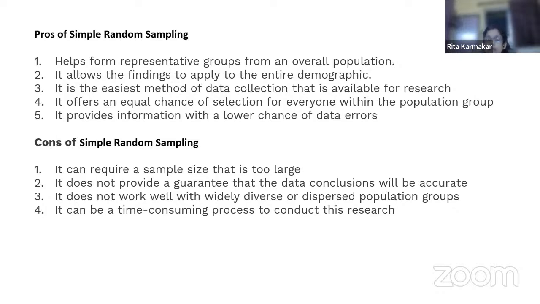Okay. The cons are, there are very serious cons over this. The cons can be that it requires a sample size which is too large, because when you are collecting data randomly, in order to get generalizability of the data, it should be large enough, because you are drawing it from a population. The population should be large, and then you have to select a sample size which is also large, because if you are selecting 2 people and trying to generalize something, it is not going to be a very ideal generalization, right? It doesn't provide any kind of guarantee. This is very important. It doesn't provide any guarantee that the data conclusion would be accurate.